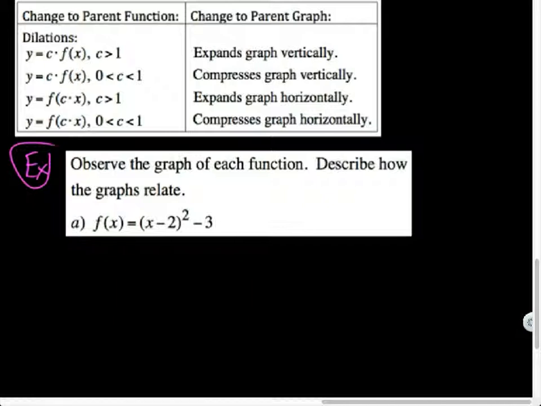So, describe how the graphs relate. Now, what would the parent function of this guy be? Like, who's your parent? You find this kid wandering at a fair. Like, who's your parent? What do you think? Yeah, that's going to be related to the parabolas we've seen. And let's see, what do you think this minus 3 did?